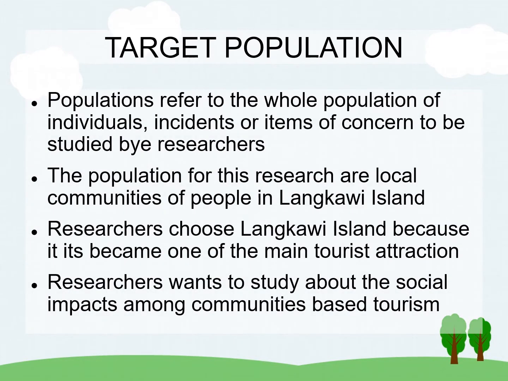Next is target population. Population refers to the whole population of individuals, incidents, or items of concern to be studied by a researcher. The population for this research are local communities of people in Langkawi Island. Researchers chose Langkawi Island because it is one of the main tourist attractions. Therefore, researchers want to study the social impacts among community-based tourism.